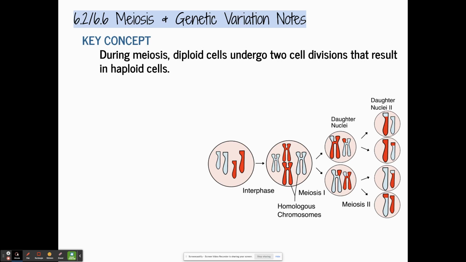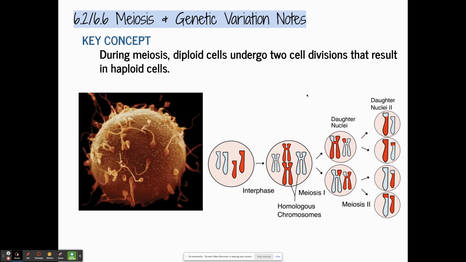Today we are going to review meiosis and genetic variation. The key concept of your notes today is you will learn that during meiosis, diploid cells undergo two cell divisions that result in haploid cells. So we're going from two sets of chromosomes down to one set of chromosomes.